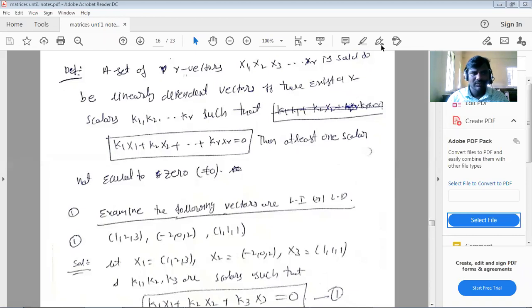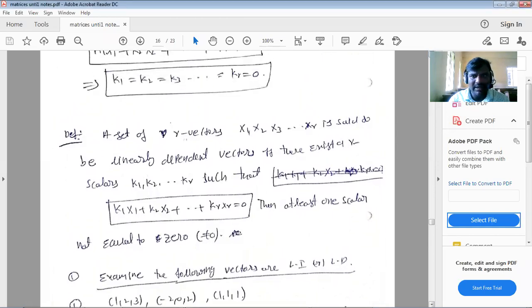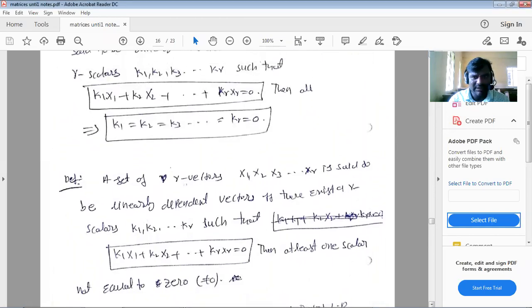Last class, we completed solving the system of algebraic linear equations. And some of the definitions were given: LI and LD, linear dependent and linear independent.